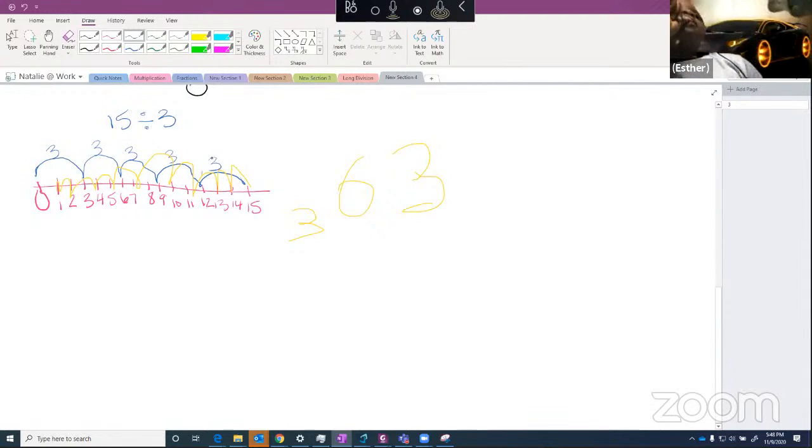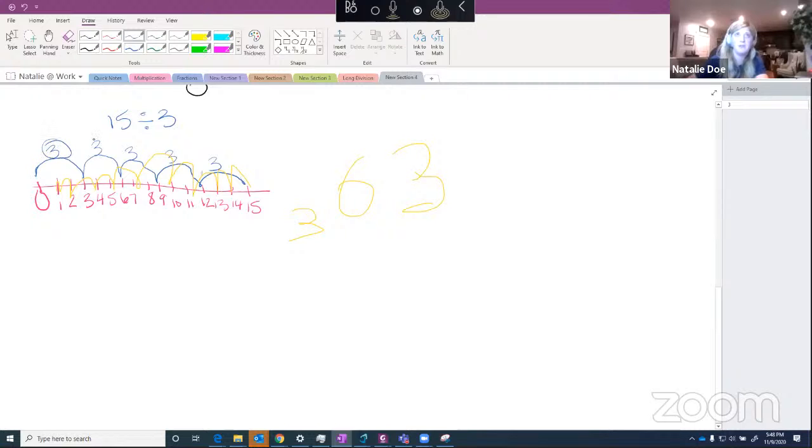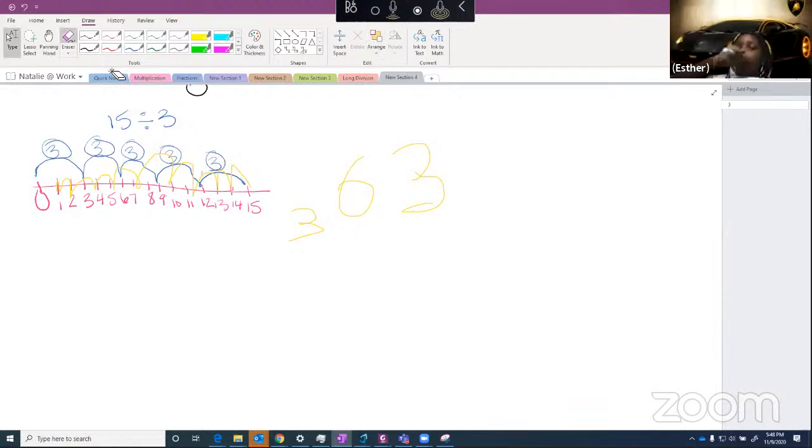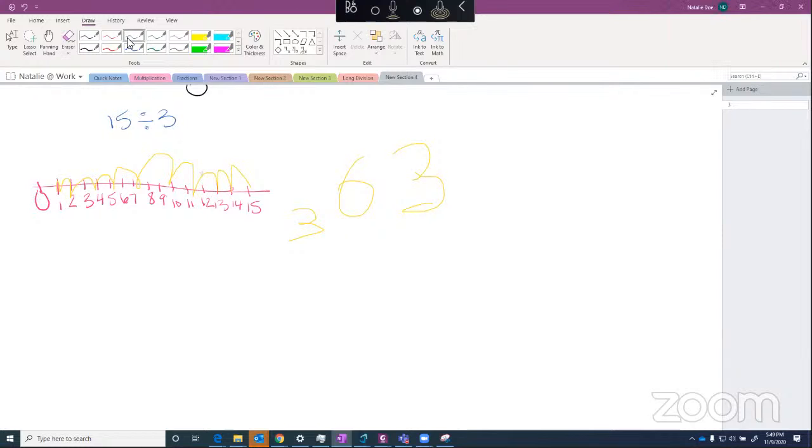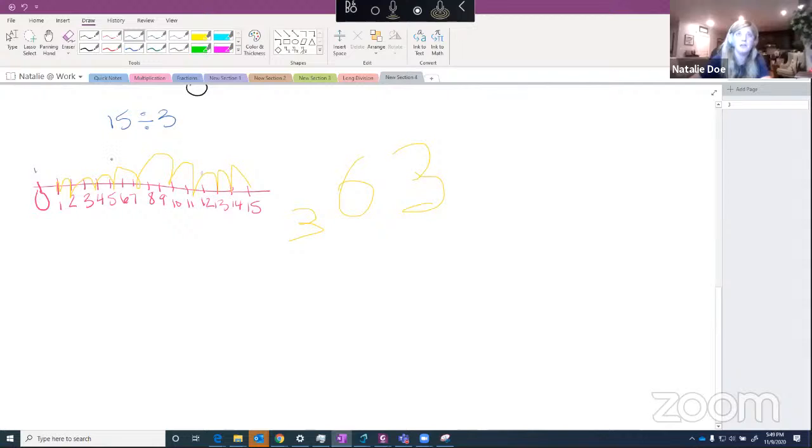Mummies. Okay, and then we count these, right? So how many of these do we have? 5. 5, exactly. So if we wanted to do it backwards though, if we wanted to say 15 divided by 5, then instead we would skip from 0 all the way to 5, all the way to 10, all the way to 15.